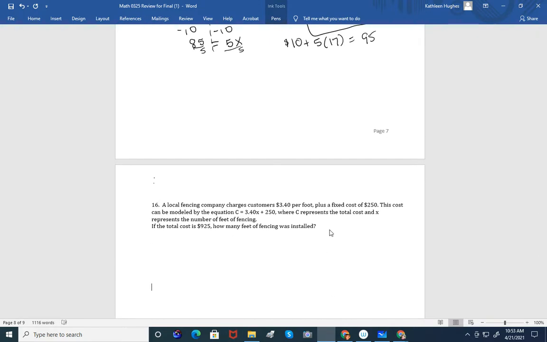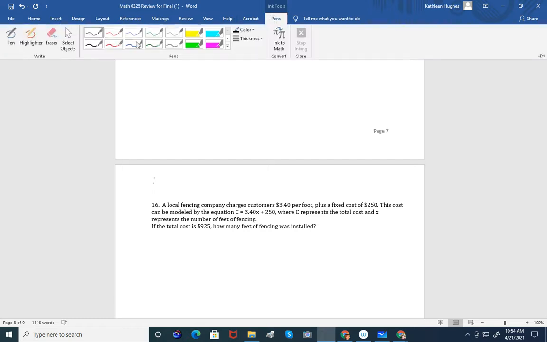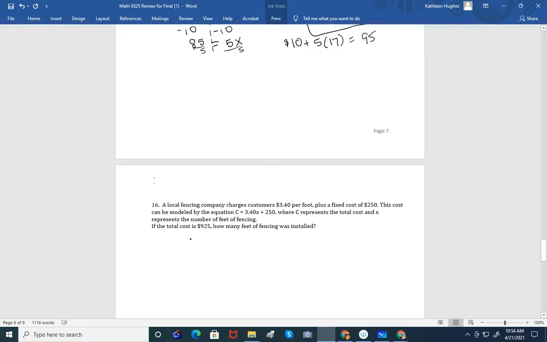A local fencing company charges customers $3.40 per foot, plus a fixed cost of $250. This cost can be modeled by the equation C = 3.40x + 250, so there's the slope part, plus 250. Where C represents the total cost and X represents the number of feet of fencing. If the total cost is $925, how many feet of fencing was installed? Very straightforward equation. Here we go.